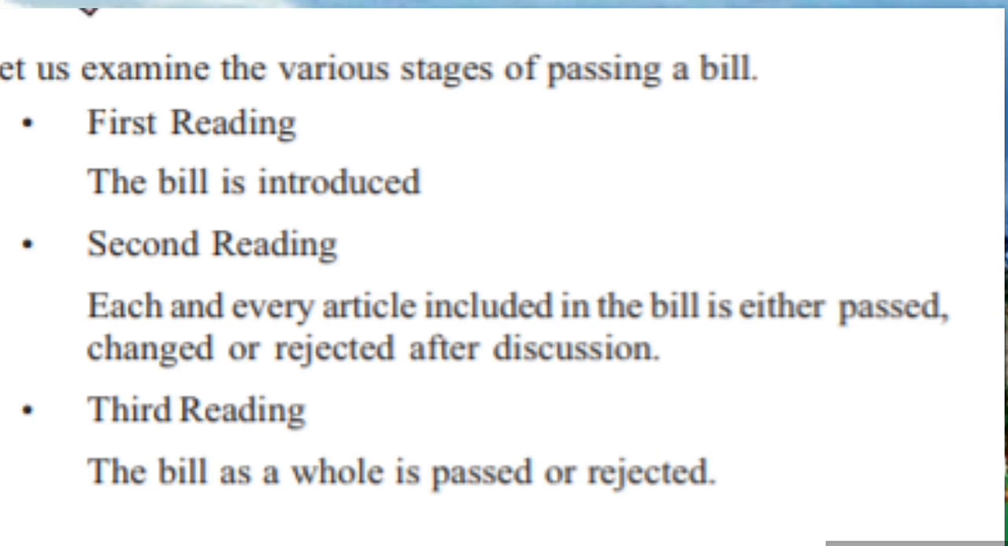Then what is happening in the first reading? In first reading, the bill is introduced. In second reading, each and every article introduced in the bill is either passed, changed, or rejected after discussion. In third reading, the bill as a whole is passed or rejected. These are the different procedures for passing a bill.